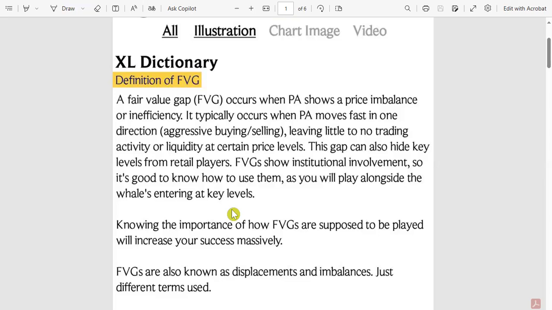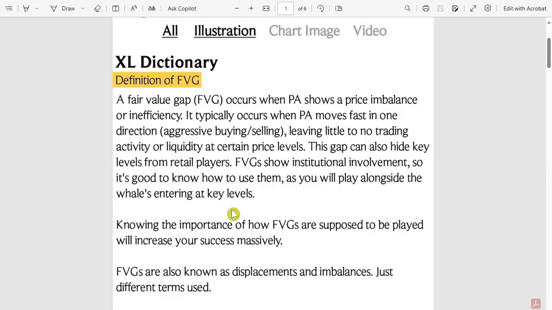Fair value gaps show institutional movements, just like institutional footprints. It gives you an indication that at that particular area where you have aggressive buying or aggressive selling, it is a sign that these institutional traders, the big banks, the big institutions or the smart money, are moving. If you see a very aggressive move, it means that in that area a large amount of orders were created by the big banks, the smart money, or the big institutions. So it is very good for you to know fair value gaps.